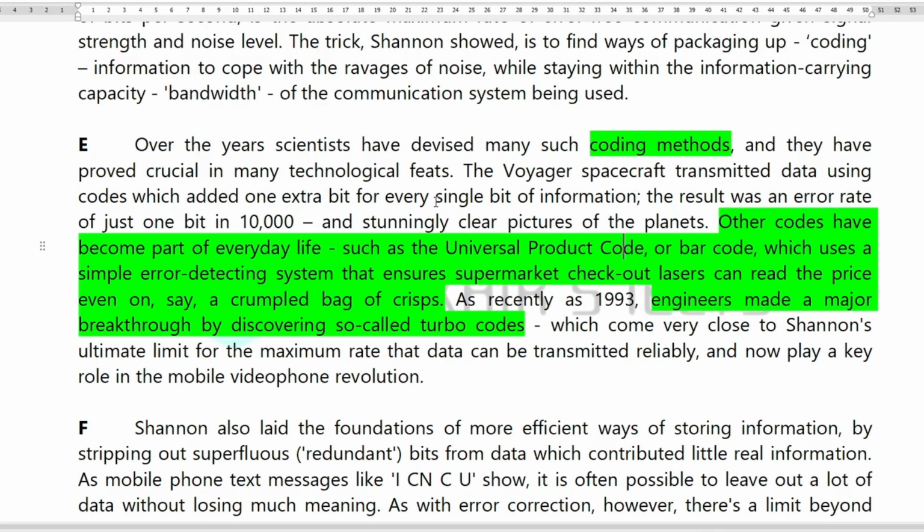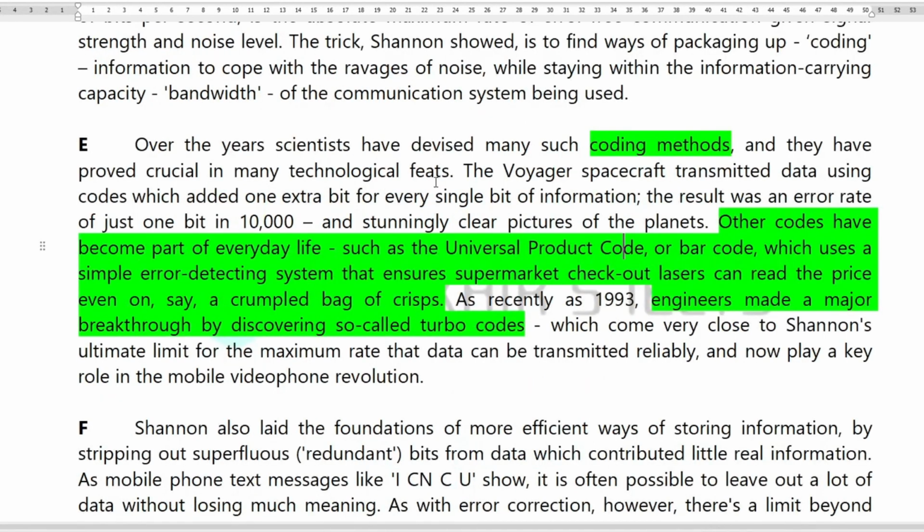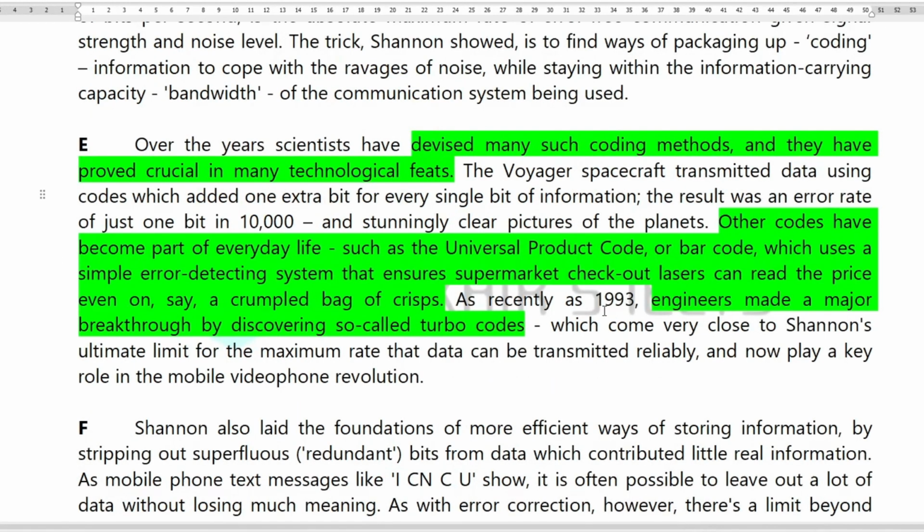There's a really nice one here. I'm pretty sure that it's talking about machines. Devise many such coding methods, and they have proved crucial in many technological feats. Let me just take that as an E, because I'm not quite sure. Incomplete information is like other codes, which use a simple error detection system that ensures supermarket checkout lasers can read the price even on, say, a crumpled bag of crisps.